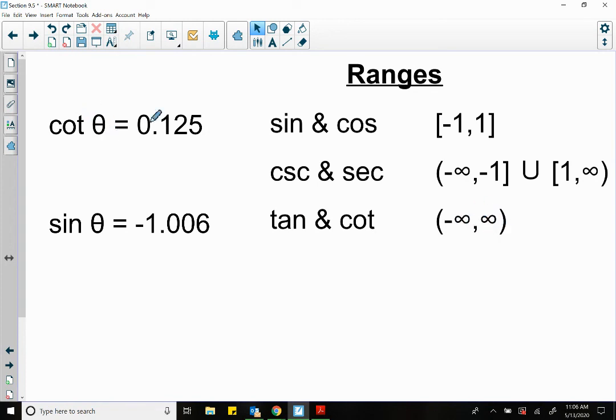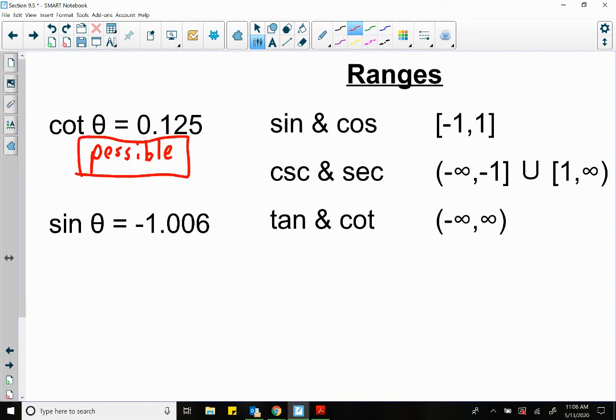So if we look at this right here, based off of this information, cotangent, we're looking at the number 0.125. So is 0.125 in this interval? Absolutely. Any number is in this interval. So is this possible or impossible? And the answer is possible. And that's all they want. Okay? Go ahead, pause the video real quick. Think about this one right here. Can I find the inverse to this number right here using sine? Go ahead, think about it, pause, go.